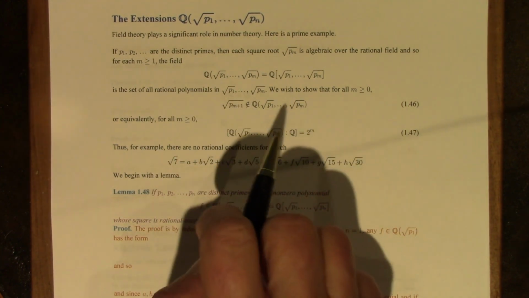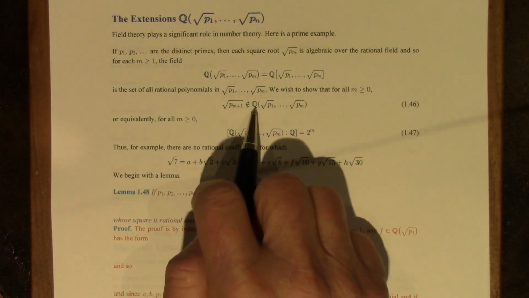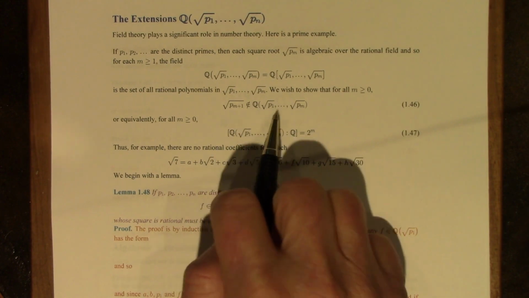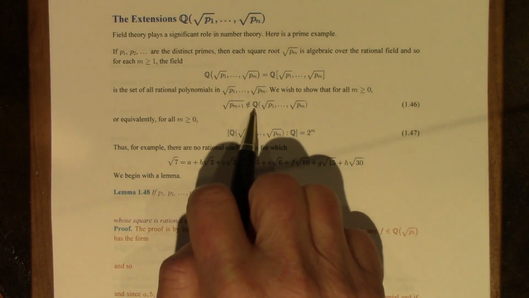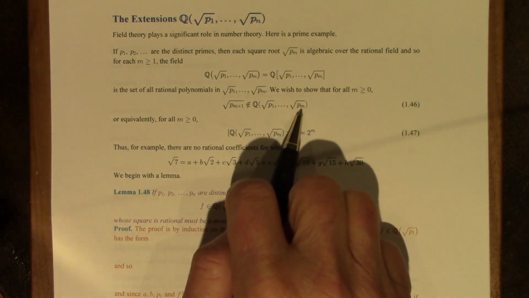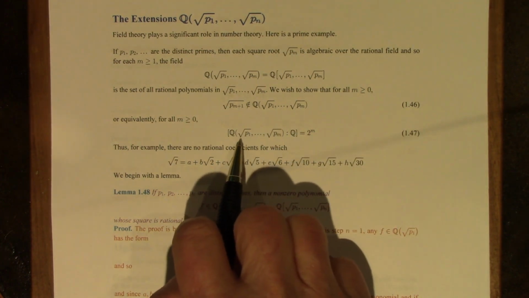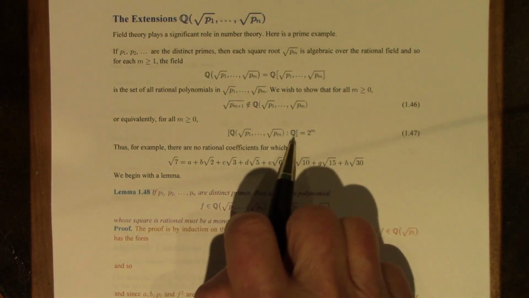What we want to show is that the square root of Pm plus 1 is not contained in the field you get by adjoining to Q the square roots of other primes, P1 through Pm. Or another way to say it is that this field has degree 2 to the m over the rationals.